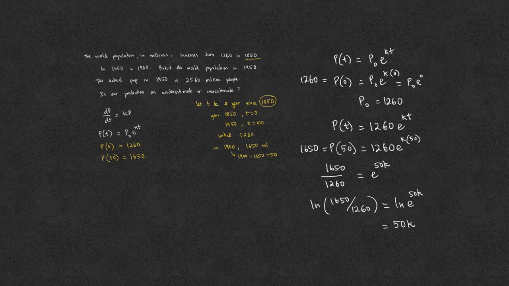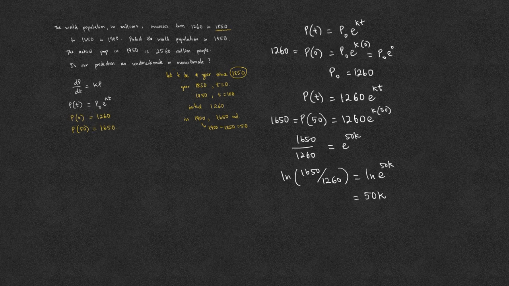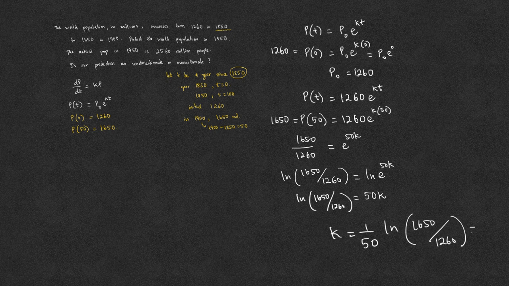We will use the calculator to find k, so there's no need to simplify the left-hand side. The left-hand side is still ln of 1650 over 1260. k is 1 over 50, we simply isolate k by dividing by 50. So k is 1 over 50 ln of 1650 over 1260. Plug this entire expression into a calculator. We should get k to be approximately 0.005393. Try to give as many decimal places as we can.